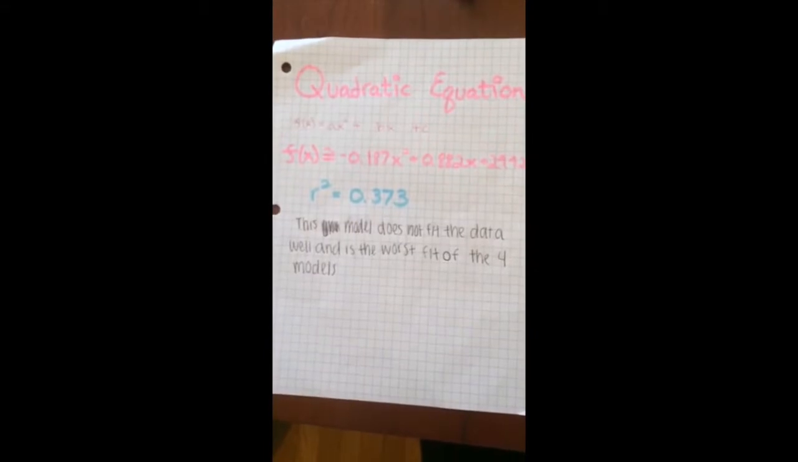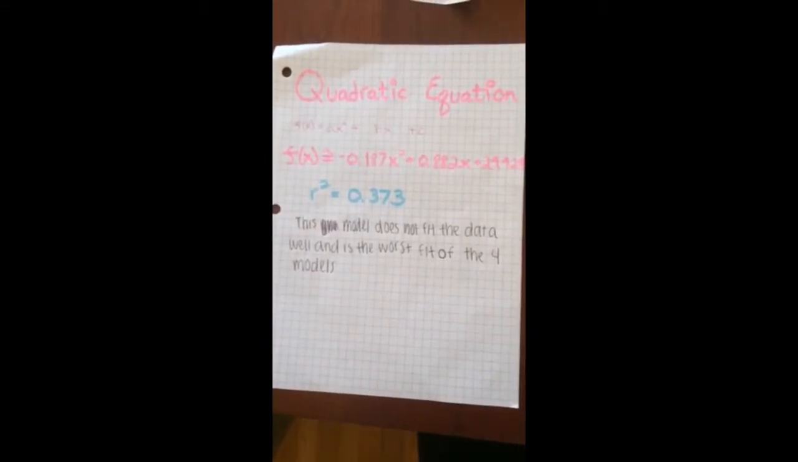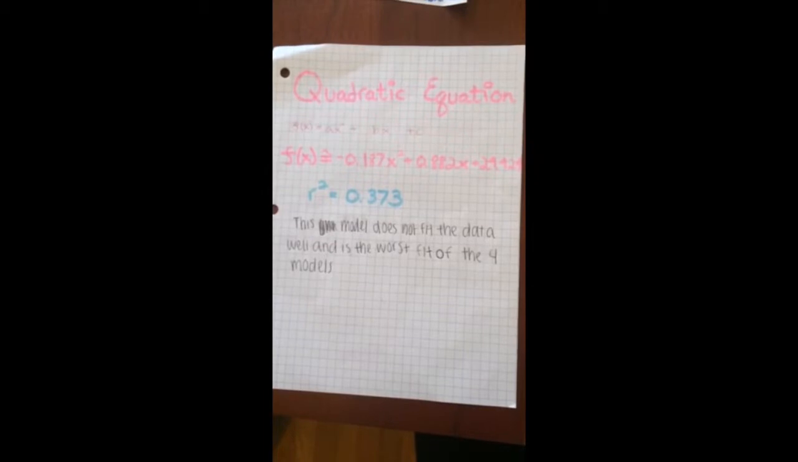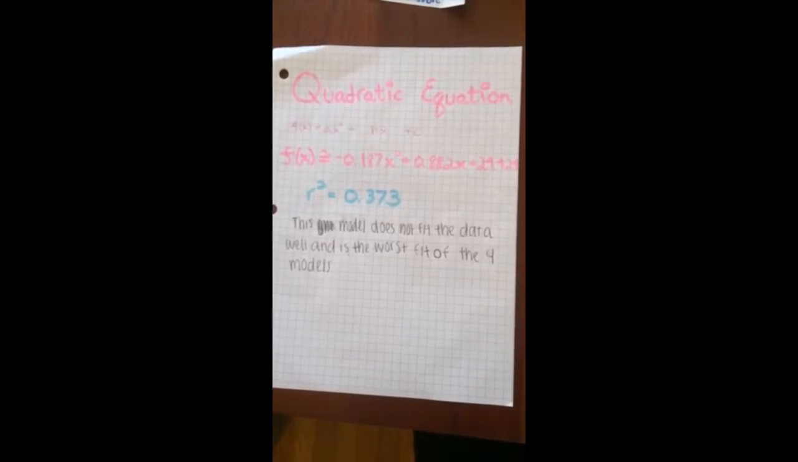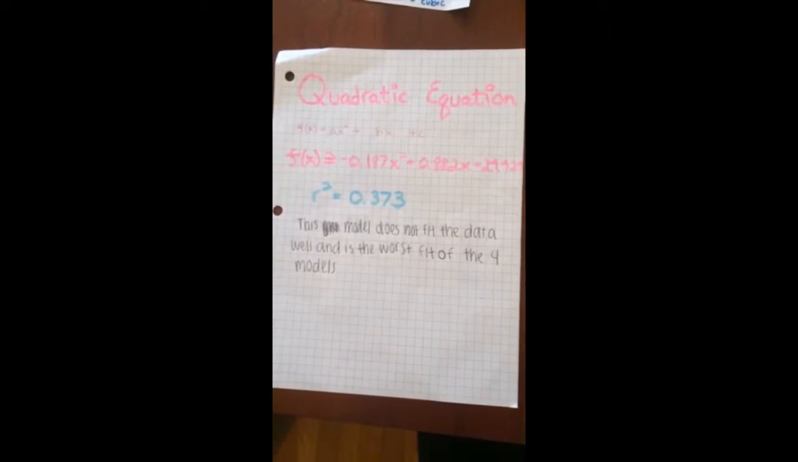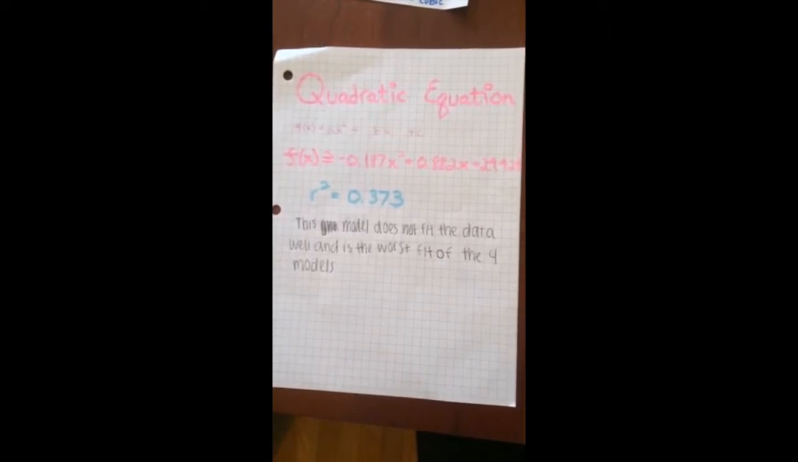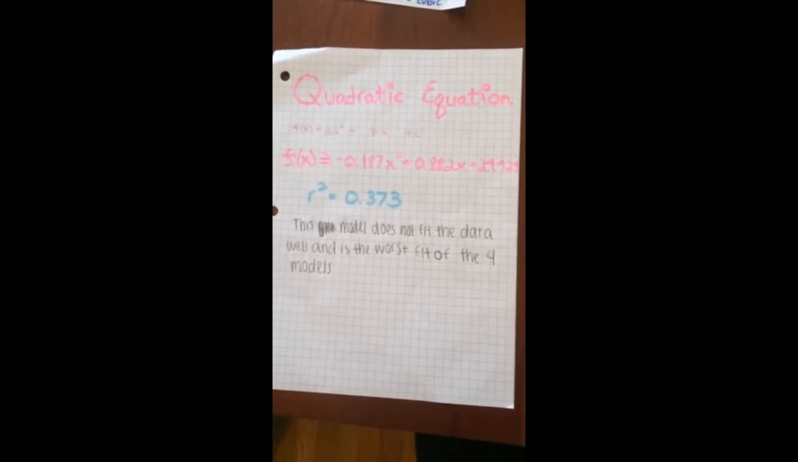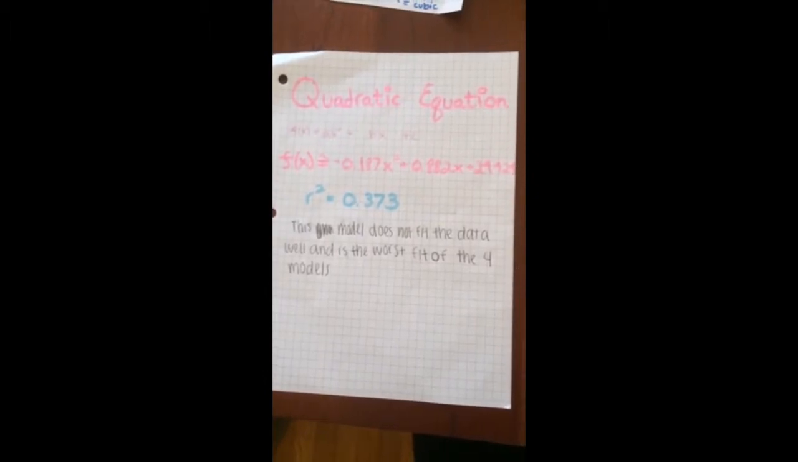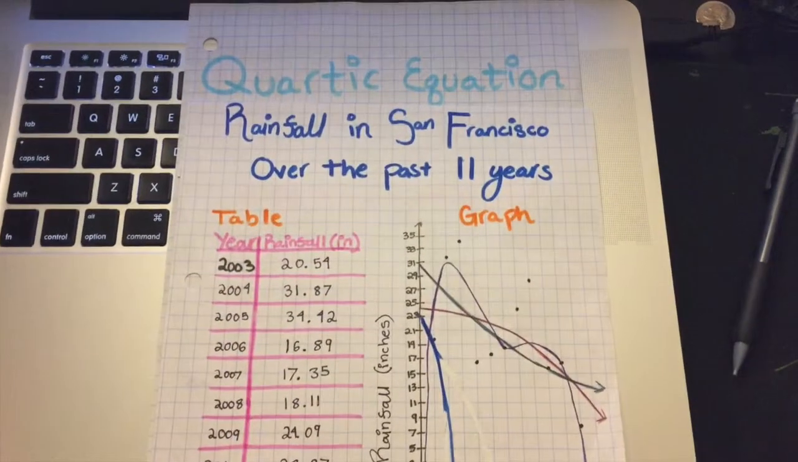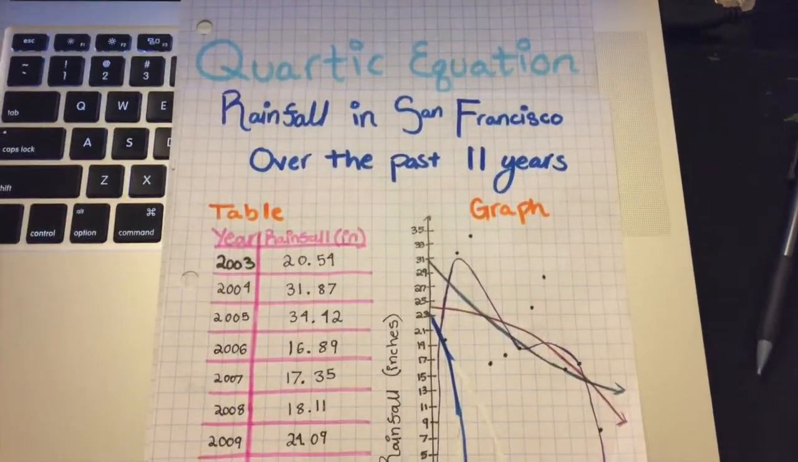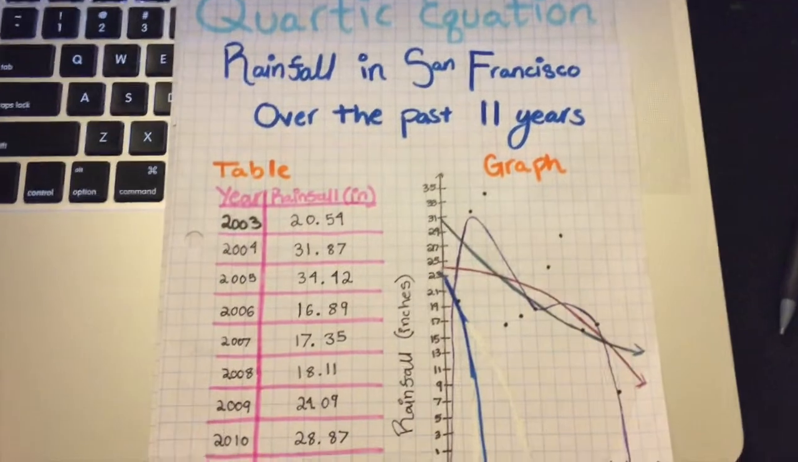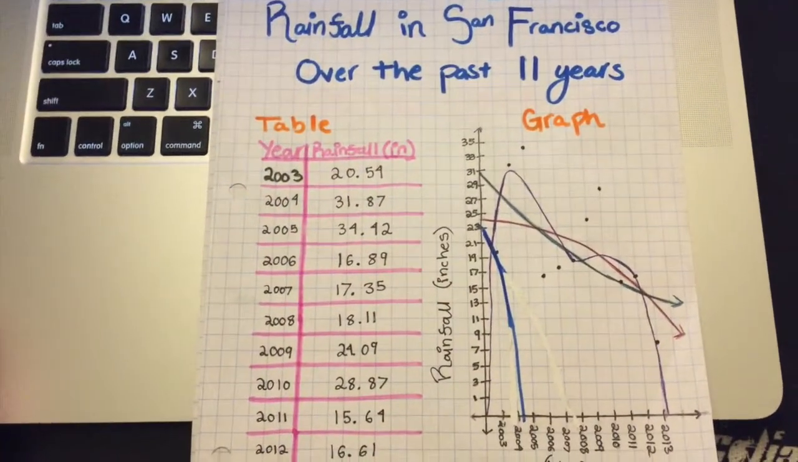After entering the data into the calculator, we use StatCalc to get the quadratic equation, which is f of x equals negative 0.187x squared plus 0.882x plus 24.429 with a coefficient of determination of 0.373.